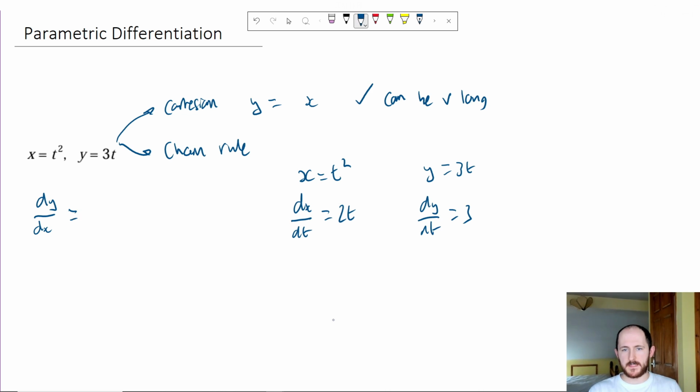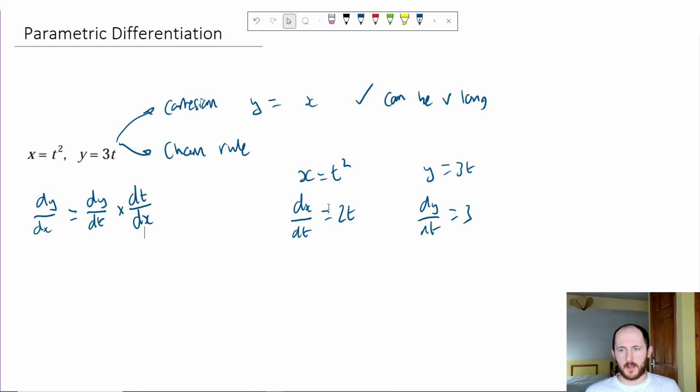So if I start with the dy by dt, I'm completely fine with having a dy on top. In fact, that's what I want. I want dy in the numerator. But I want to get rid of the dt in the denominator. So that means I would times it by dt over something. Well, the only other expression I have is for dt by dx.